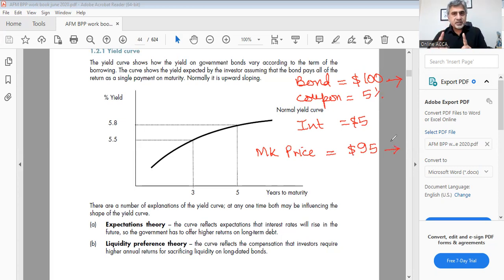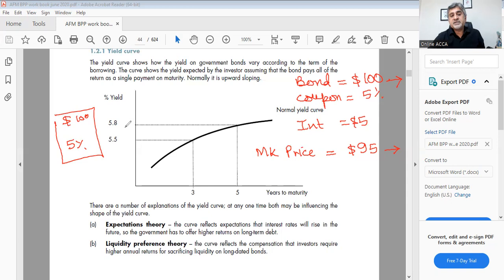Why is it sold in the market at a lower price? For several reasons, 2 very common reasons. Number 1, market interest rate goes up, bond price goes down. Always remember, market interest rate goes up, bond price goes down. Because what happens is this is a 5-year bond and it is offering 5%. On an investment of 100, it is offering 5%.